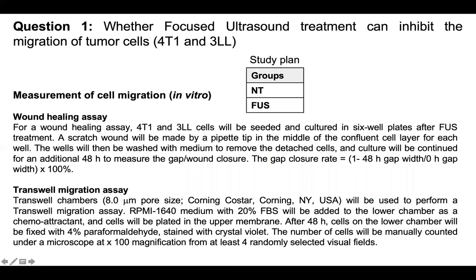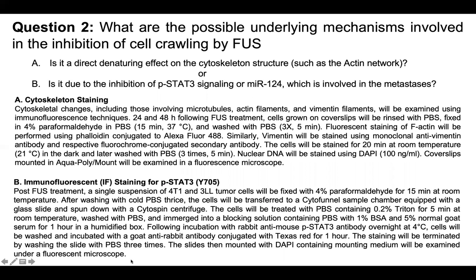And our first question that we wanted to explore was whether focused ultrasound treatment can actually inhibit the migration of tumor cells. And we were planning to do this through a wound healing assay and a transwell migration assay with a non-treatment and a focused ultrasound treatment group. And the second question was, what are the possible underlying mechanisms involved in the inhibition of cell crawling by focused ultrasound? So we wanted to know, was it a direct denaturing effect on the cytoskeleton structure, or was it a more nuanced inhibition of pSTAT3 signaling, or miR-124, which is actually involved in the metastases?